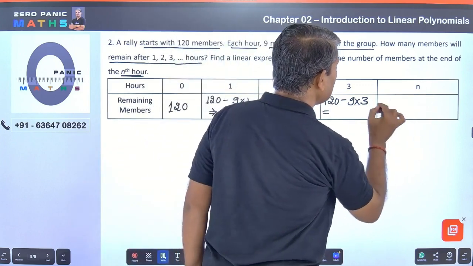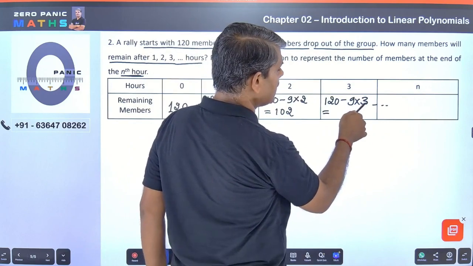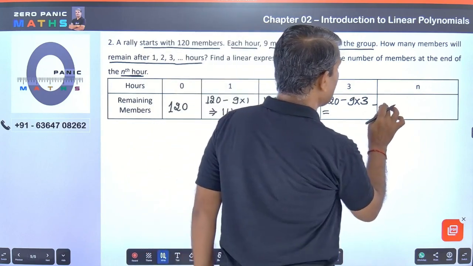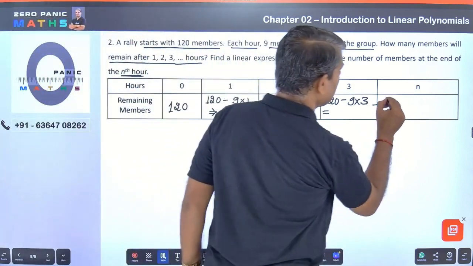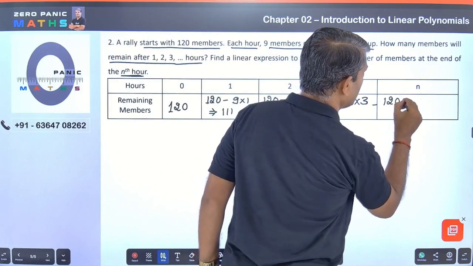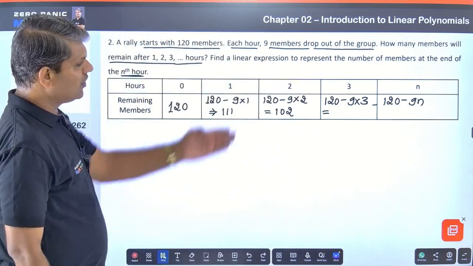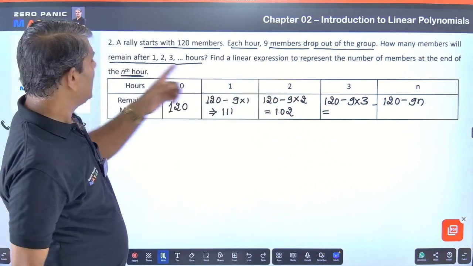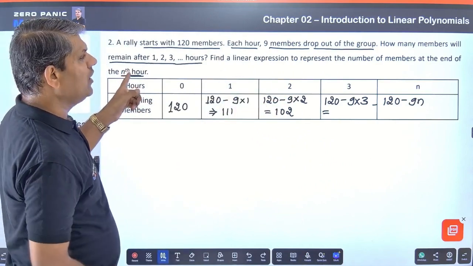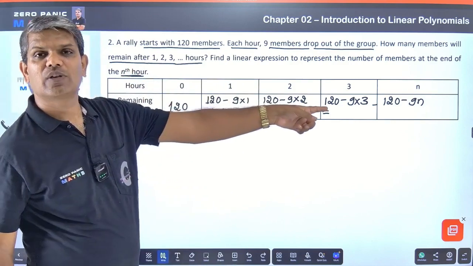So similarly, if you go on doing this way, I'll just replace this 1, 2, 3 by n, and that is the expression that is needed here. What is that? It is 120 minus 9n. So that is how you derived the nth term, or the members remaining after the nth hour. You can see that.